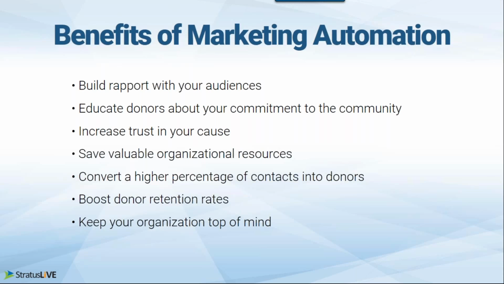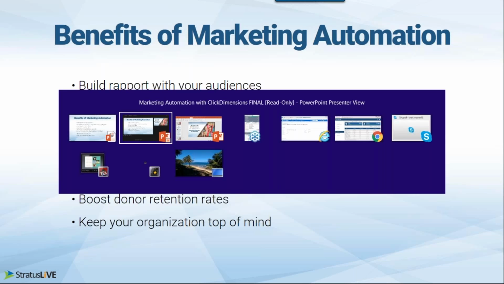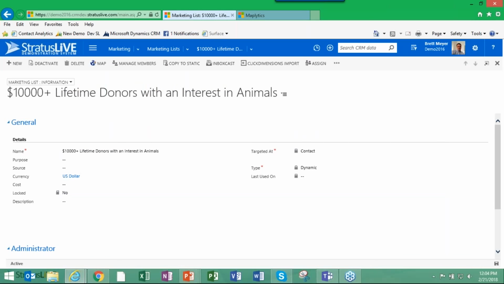What I want to do first, as a starting point for a lot of marketing automation, is that you have to come up with a way of segmenting your data. Click Dimensions and Stratus Live all use the concept of something called marketing lists. So I'm going to jump over to my application here real quick. This is a marketing list that I created. This is my 10,000-plus lifetime donors with an interest in animals. So this is a list that we have within the application.